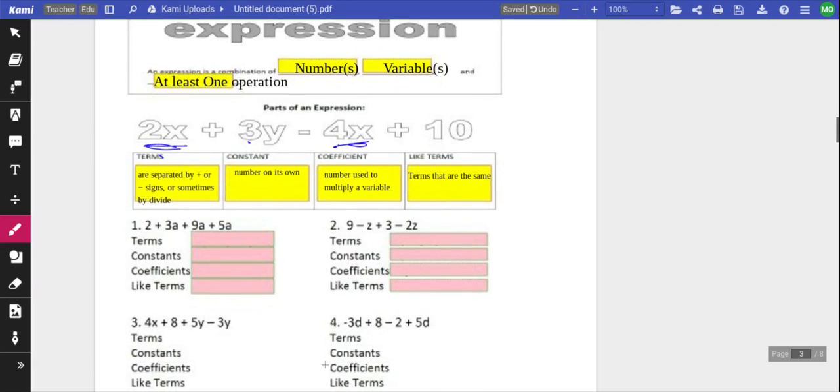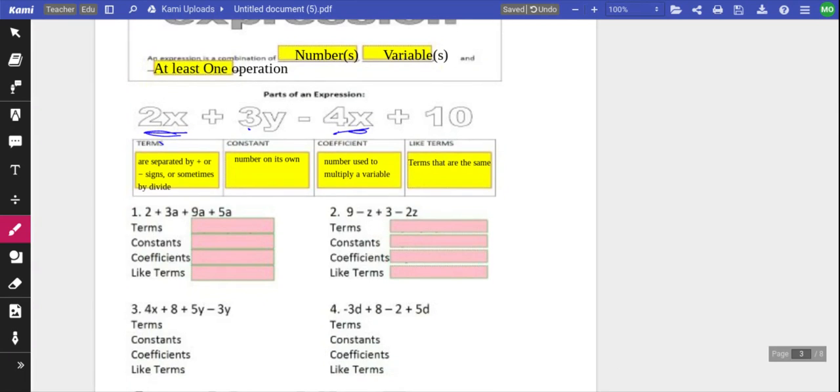All right. So if I were to go through each of these and list what it is going to be, for our terms, we have 4 terms, our 2, the 3a, the 9a, and the 5a. Constants, any number that does not have anything with it. So that would be our 2. Coefficients, we have a 3, a 9, and a 5. And our like terms are the 3a, the 9a, and the 5a. Okay, so all we're looking for at this part is breaking it down of what goes with what.